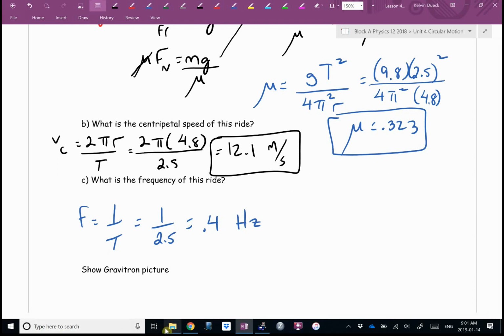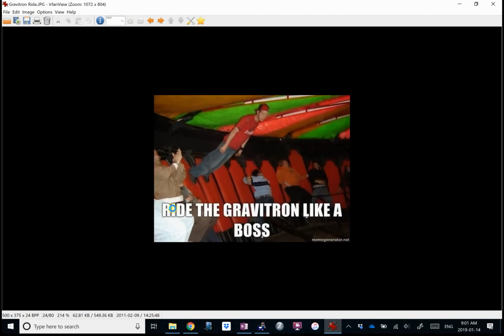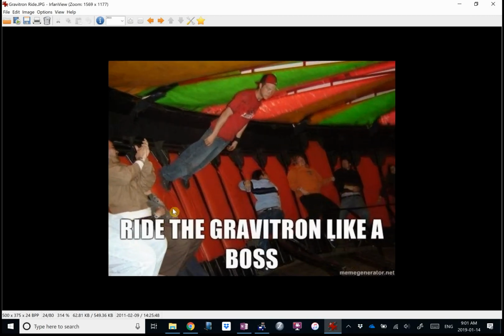Show Gravitron picture. Where's my Gravitron picture? Here it is. So you got the one person standing up like that. And apparently someone nearby clapping or applauding, saying, I'm impressed, you were able to stand. No, good physics.